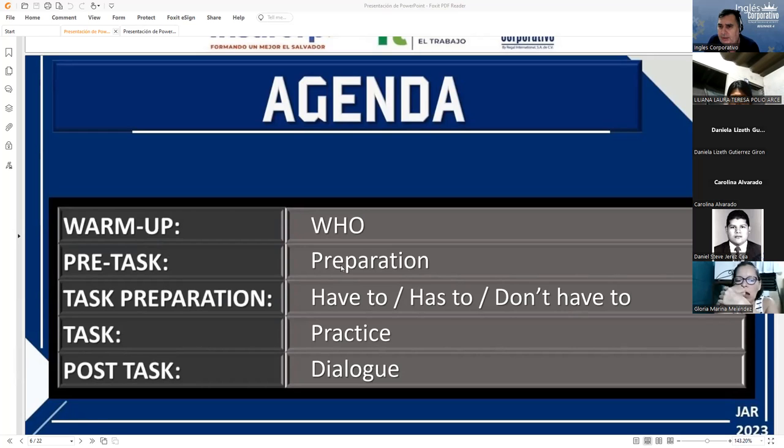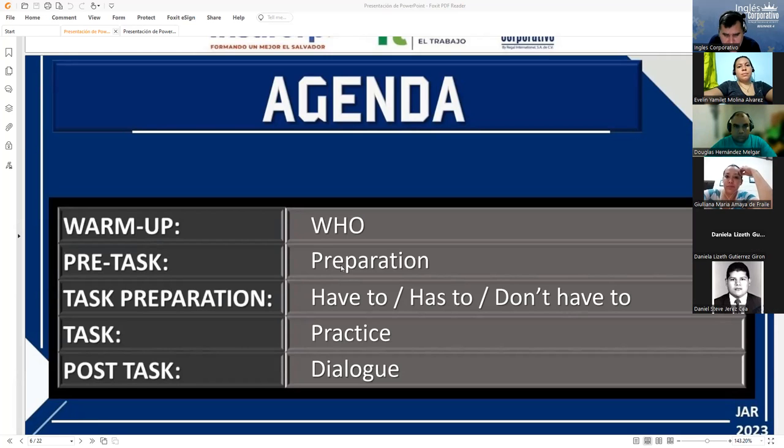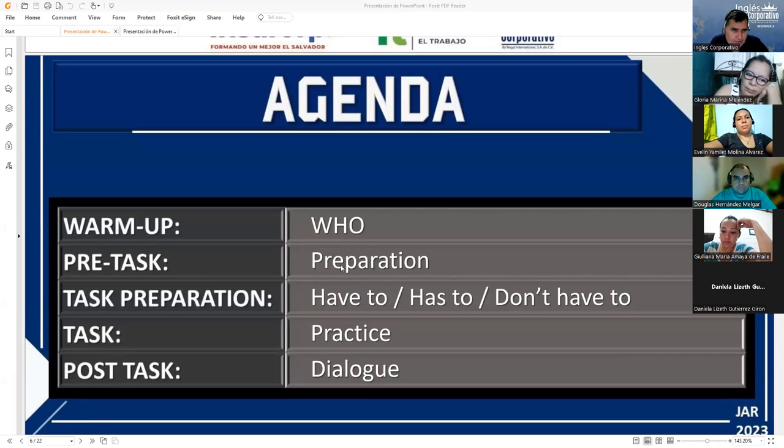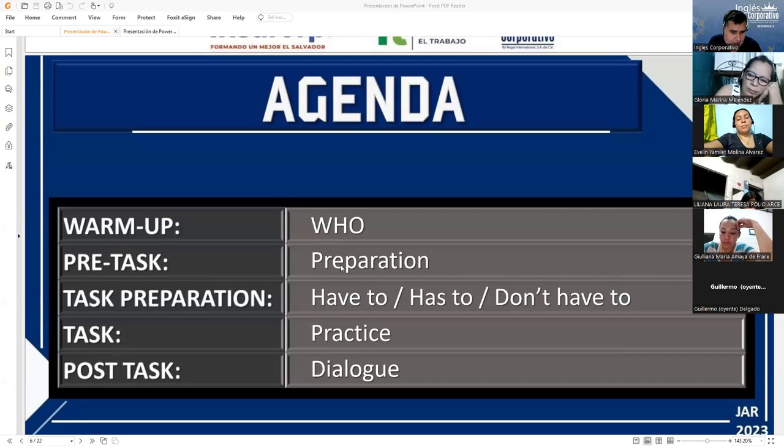Douglas Arturo Hernandez. Presente. Excellent. Evelyn Yamilet Molina. Present, good evening. Juliana Maria Amaya. Present, teacher, good evening. Gloria Marina Meléndez. Present, teacher. Good evening, señorita. Guillermo Isaí Delgado. Present, teacher. Excellent.